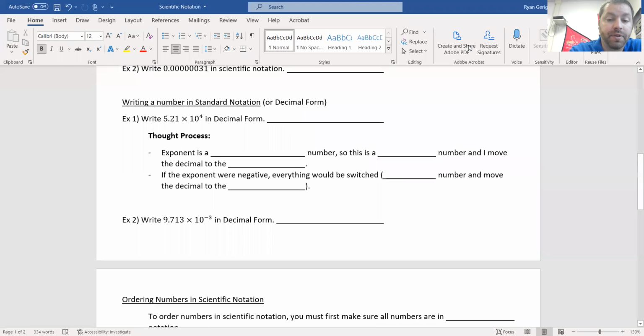What about writing a number in standard notation? You'll hear me say standard notation. You might also hear me say decimal form. They mean the same thing. Basically, it's just going the other way. So I'm giving you a number in scientific notation, and you want to write it out. So 5.21 times 10 to the 4th. I'm going to come back to that, just like I did in the last one. Your thought process here should be the exponent is a positive number.